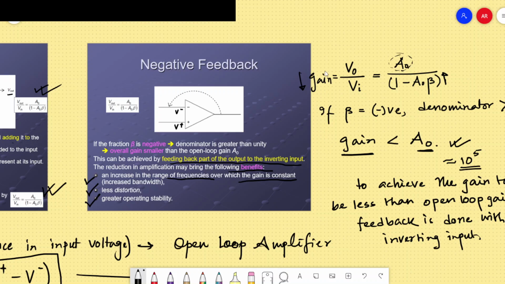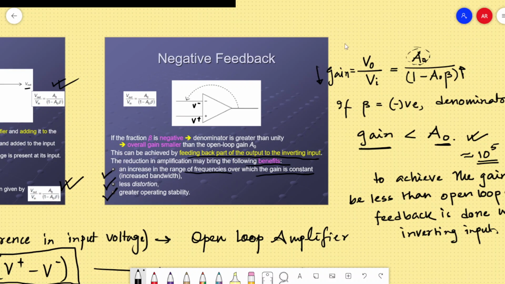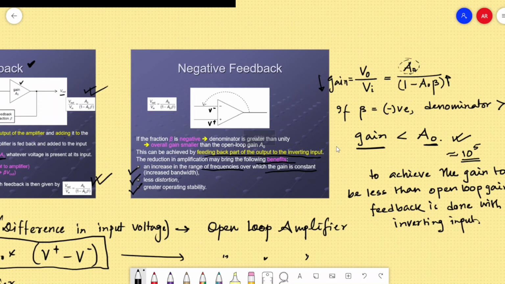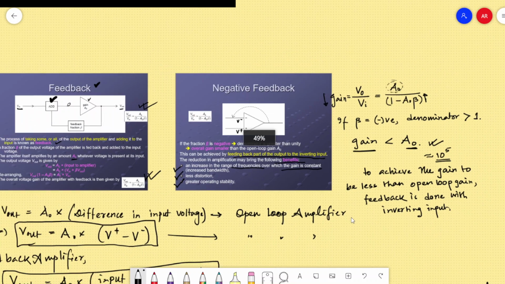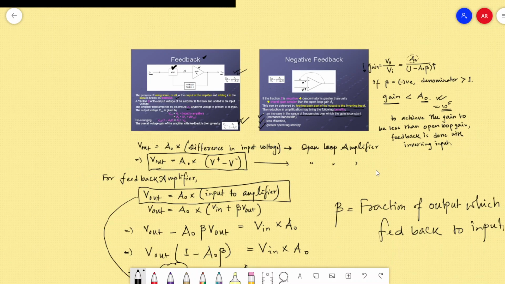Okay, so now let us go into the details of this feedback. Up to this much, is it clear? Any question up to this much? Okay, let me go to the next slide.